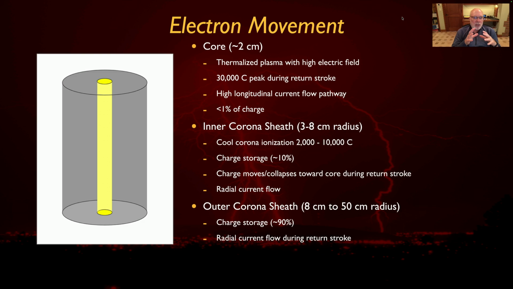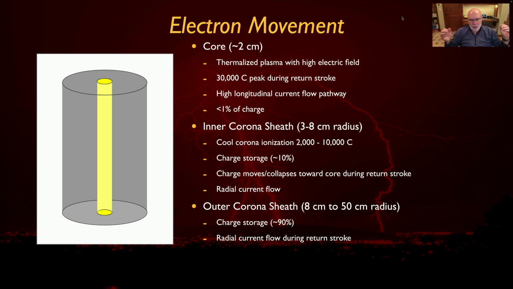So I want to talk a little more in detail about the leader channel itself, both during the leader phase and the return stroke phase. And it actually is composed of a relatively narrow core, around 2 centimeters. And this is the hot, intense portion of the leader channel, the plasma. And this is where the temperatures will reach up to 30,000 degrees Celsius during the return stroke. It's a very high current flow pathway, but it only stores less than 1% of the actual charge on the leader as the leader is growing and propagating.